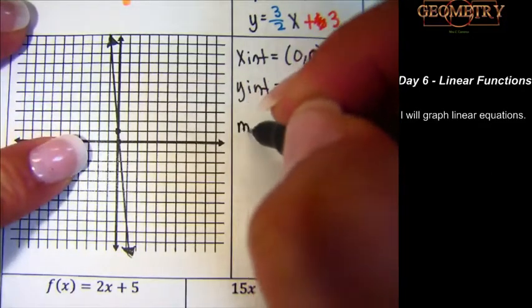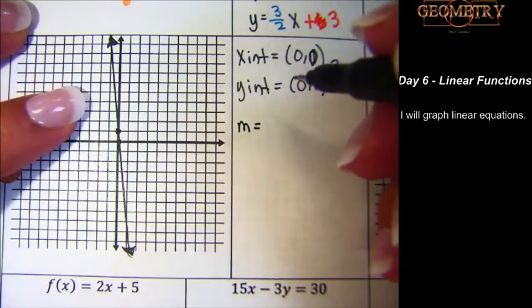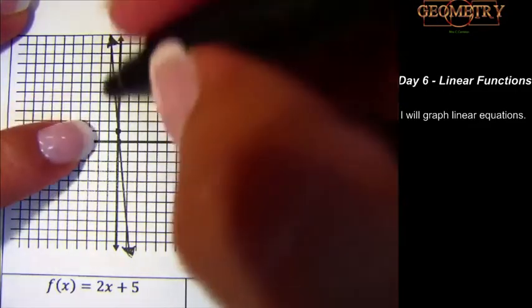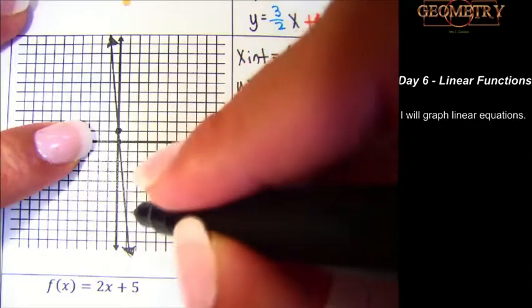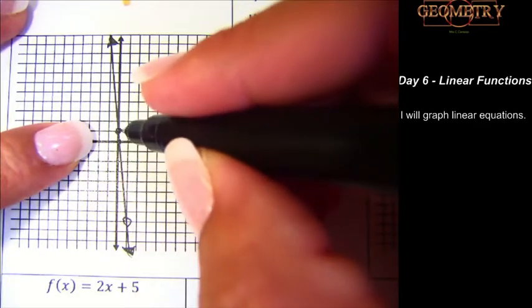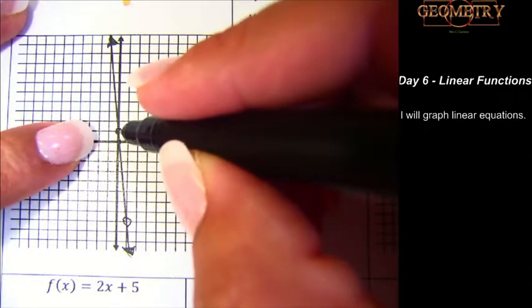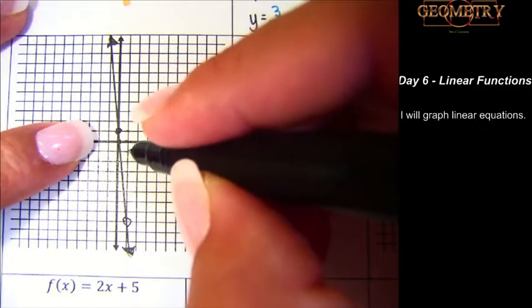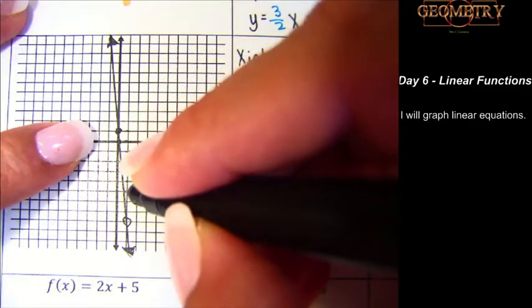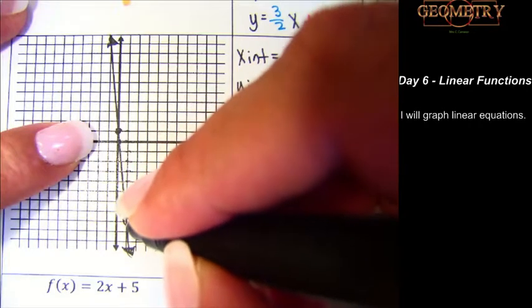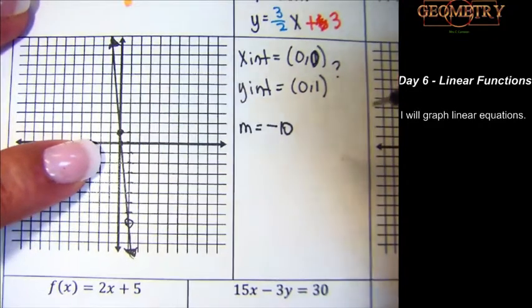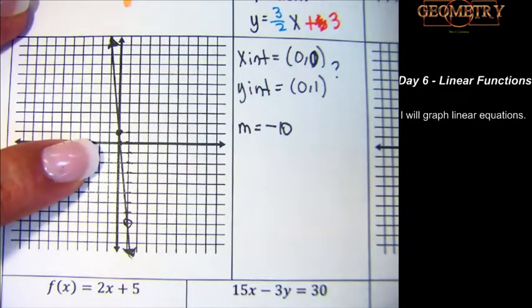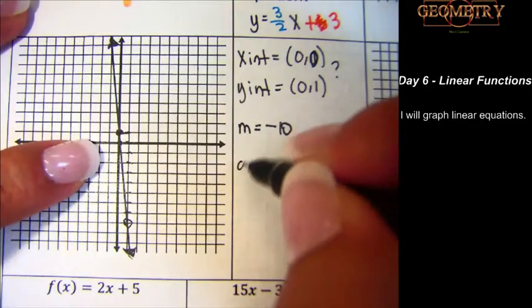What about the slope? So if I've got a crossing right here, there looks like there's another crossing right here. So, 1, 2, 3, 4, 5, 6, 7, 8, 9, 10. So negative 10. And then the x is only one piece. All right, what's the domain?